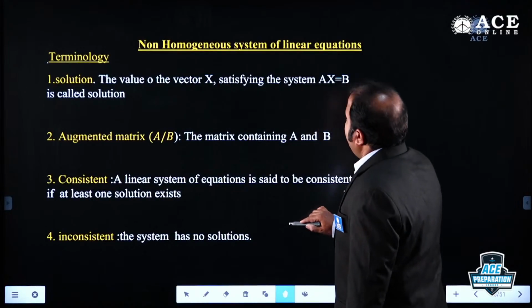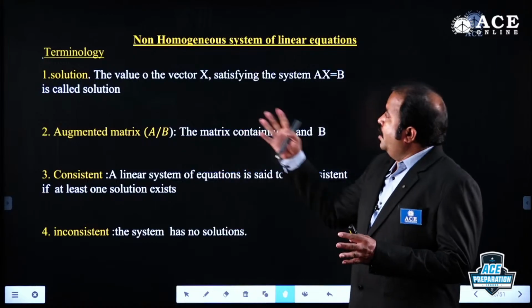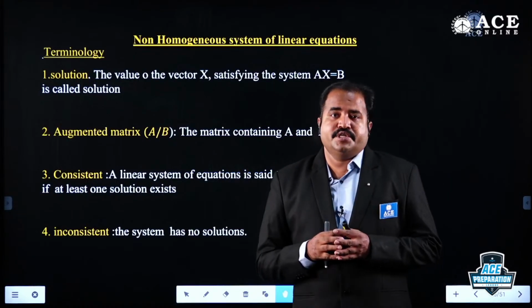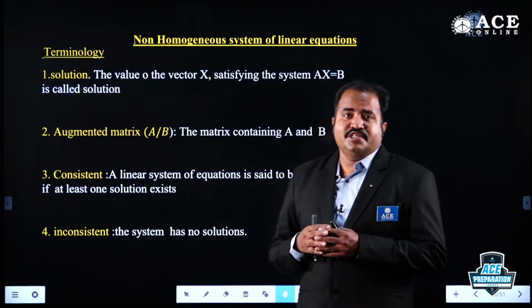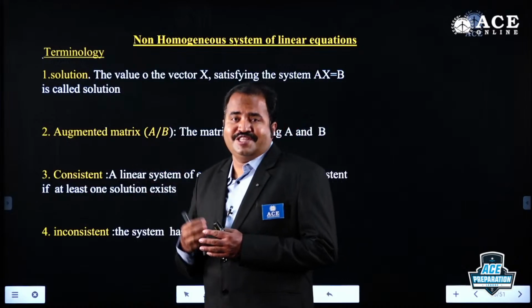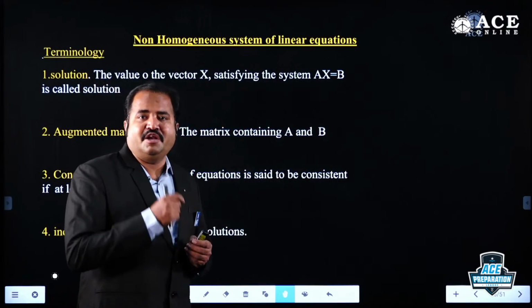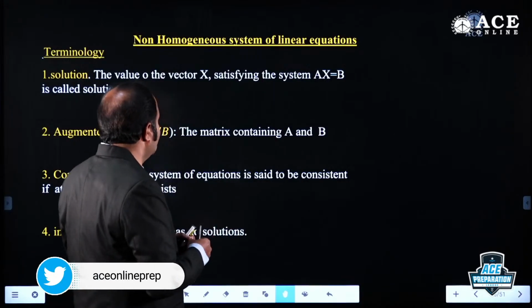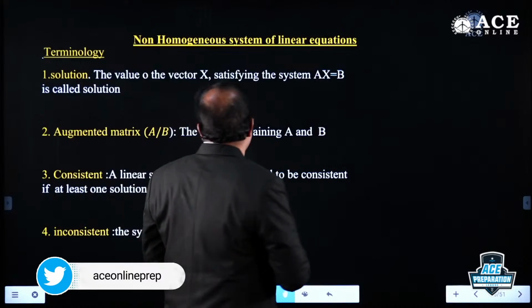Next, these are the problems related to rank of the matrix. Next one is the non-homogeneous system of linear equations. So how do we solve these non-homogeneous systems of linear equations, and even homogeneous systems of equations also? Let us see the terminology first. Frequently used terms are the terminology or definitions in the system of linear equations.